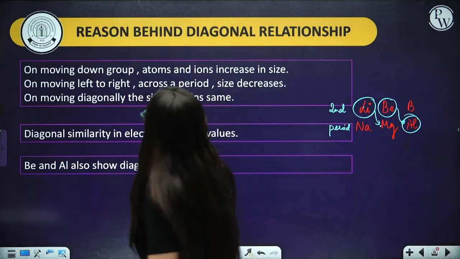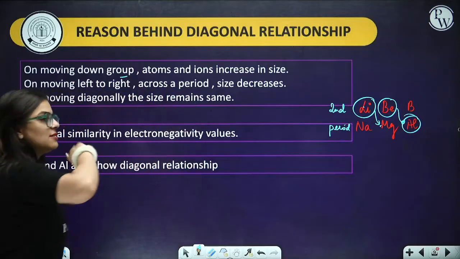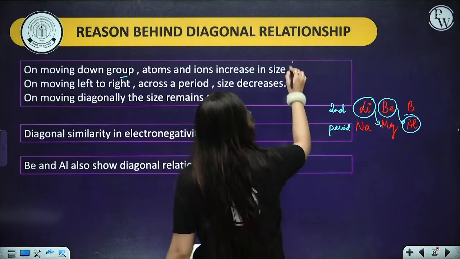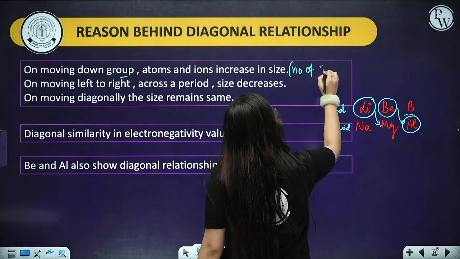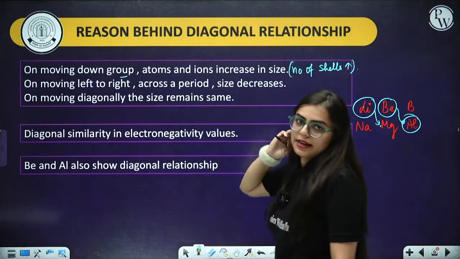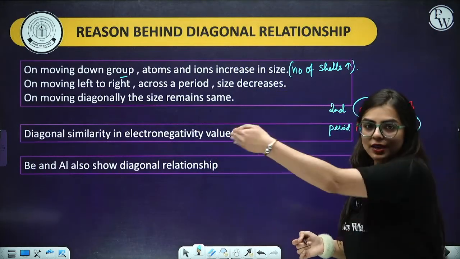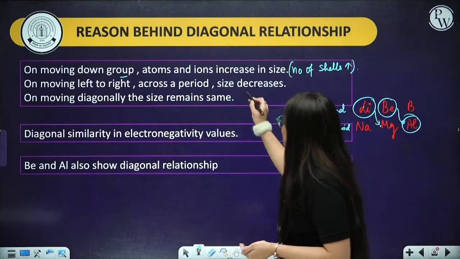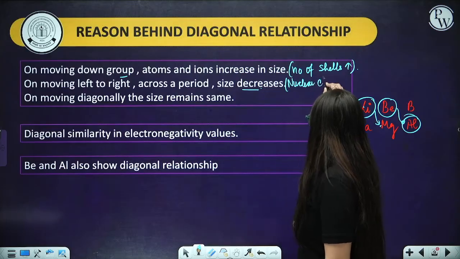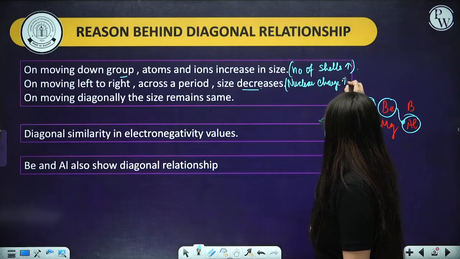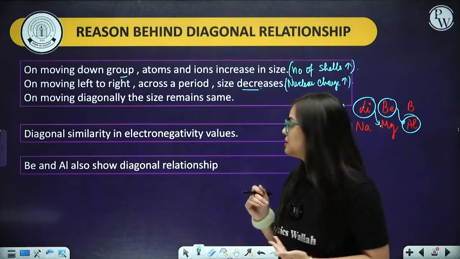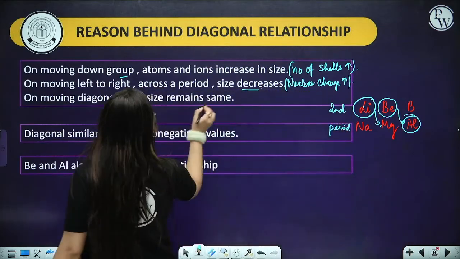Let us see. On moving down the group, atom and ion size increases. This we already know, the trend. When we move down the group, the number of shells increases. Why does this happen, ma'am? Because the number of shells increases. That's why we can say that yes, size also increases. The next thing, on moving left to right across a period, size will decrease. Why? Because nuclear charge increases, and if nuclear charge is increasing, the outermost electrons will come inside and the size will decrease. Next, on moving diagonally, the size remains the same.